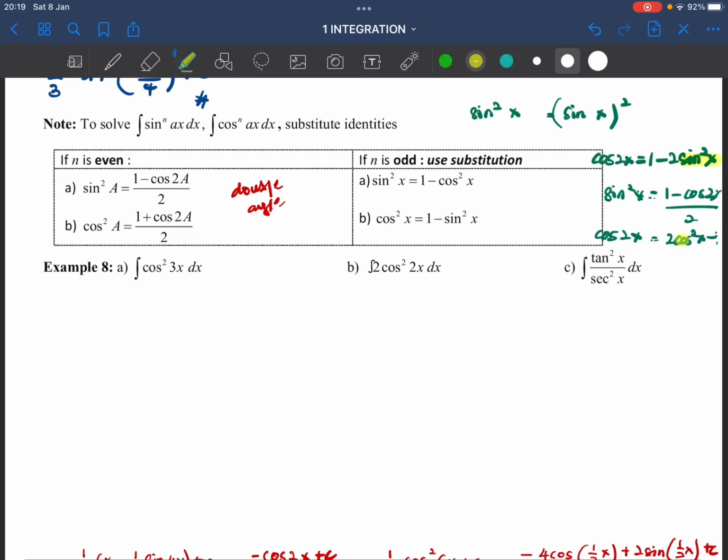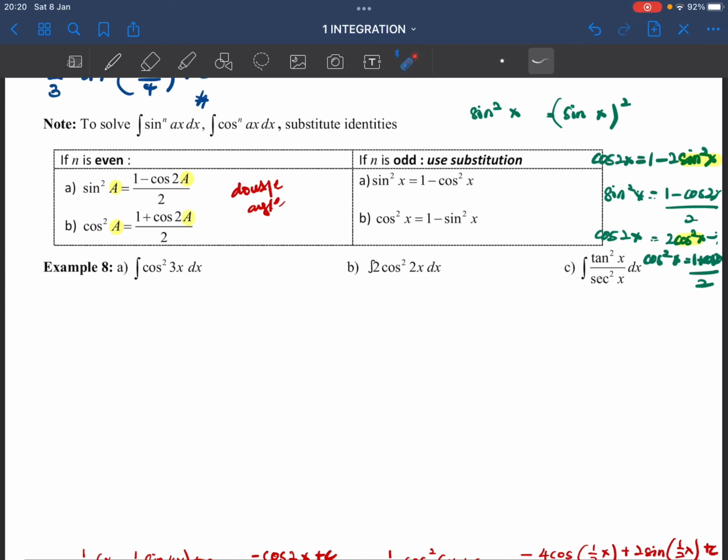So if you want to find cos square x here, we just make it the subject, which means we will have 1 plus cos 2x over 2. Can you see what I wrote? But you will get this. Okay, so this is your angle. A is your angle.